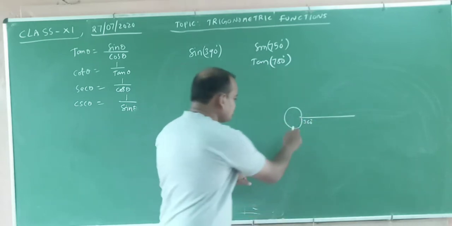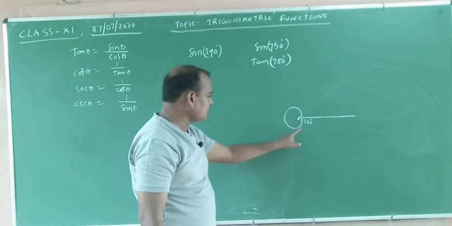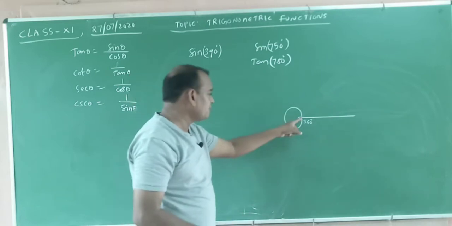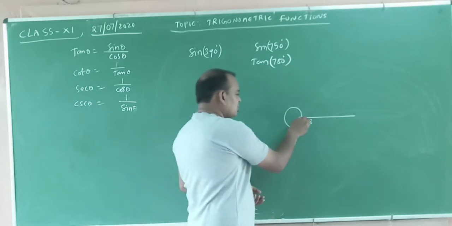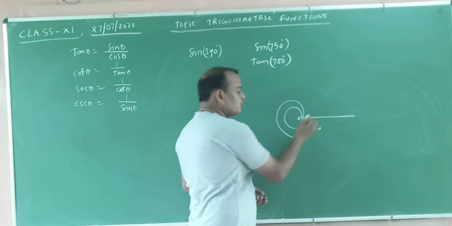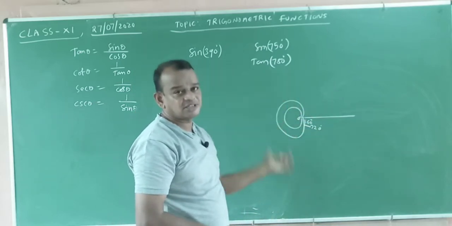Starting from here, suppose this is the vertex or origin point, from this one to this one, again 360 degrees. After 360 degrees, what happened? Again we will start very fresh. Suppose again we start, what is the meaning of this? Second rotation. Second rotation means how many degrees? 720 degrees. After 720, again we will start fresh.